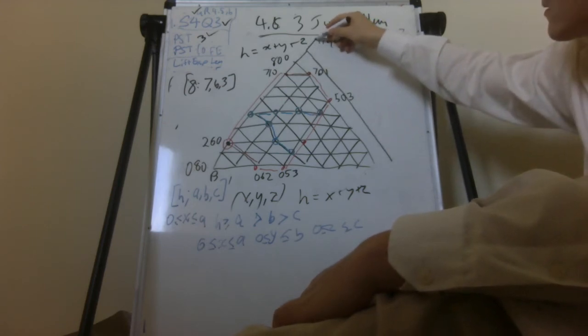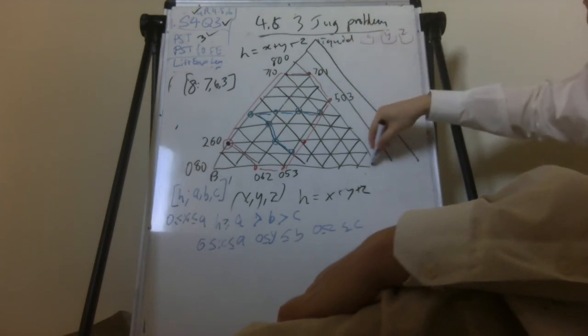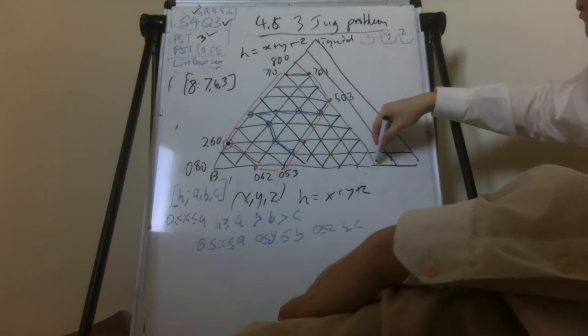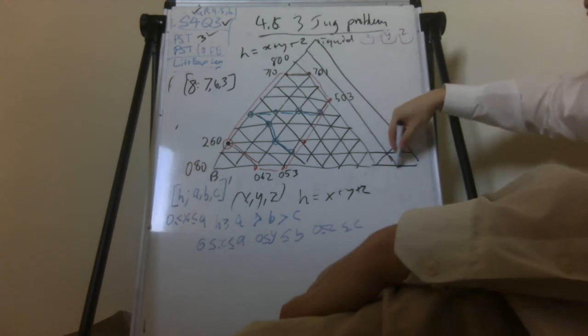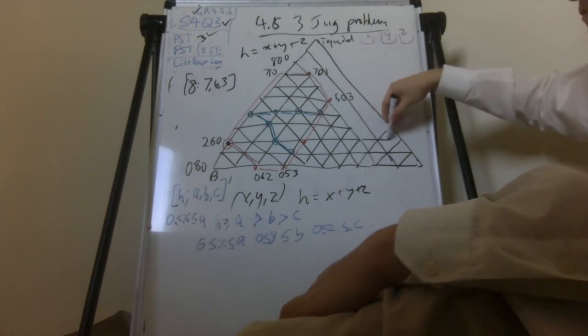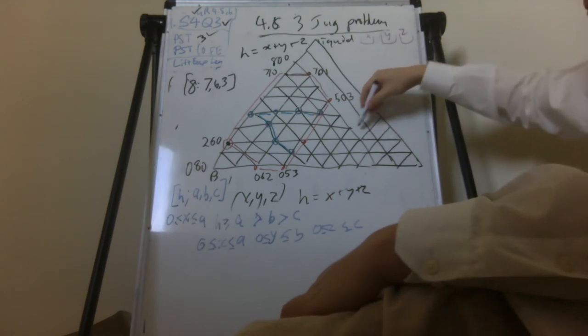9, 9. Not 2, yeah? Yeah. That should be enough, yeah? Yeah.